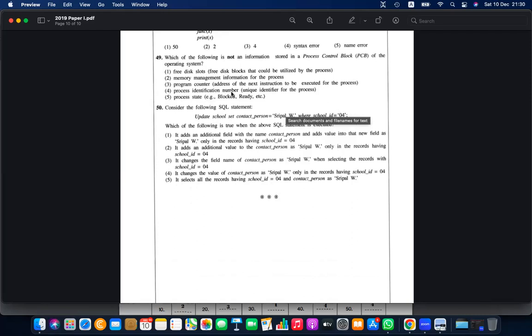Process identification number, the PID, yes. The process number is a unique number that should be in the process control block, because using that ID the tasks are scheduled and terminated. All these things are done using this unique ID. Process state, yes: ready, blocked or terminated, etc. will also be stored. So the other options are correct, but free disk slots, no, that is disk blocks. So it is not information stored there, it is option 1.